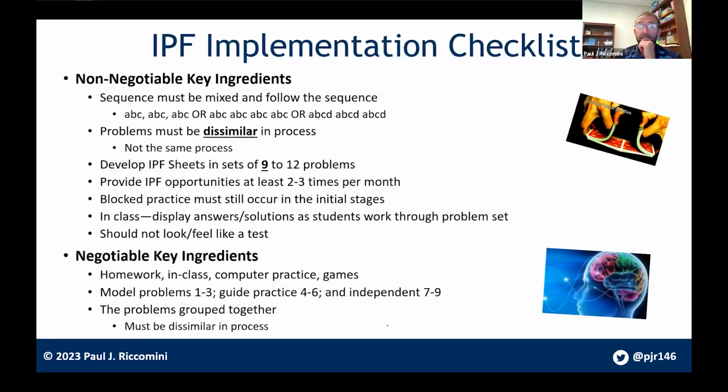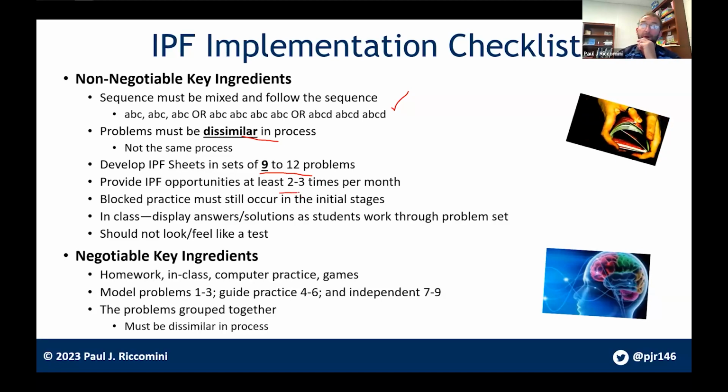So here's your checklist. And this checklist is in your planning protocol. So as you're sitting down or starting to really think about how you're going to use IPF, this is kind of your guidance. So what you're looking for is that there are opportunities where there's this ABC sequence that you're confident that the problems are dissimilar, and when in doubt, opt for being dissimilar. Think about 9 to 12. I don't want to say that's an absolute rule, but be careful that you don't do too many problems. If you do too many, the kids are going to reject it.